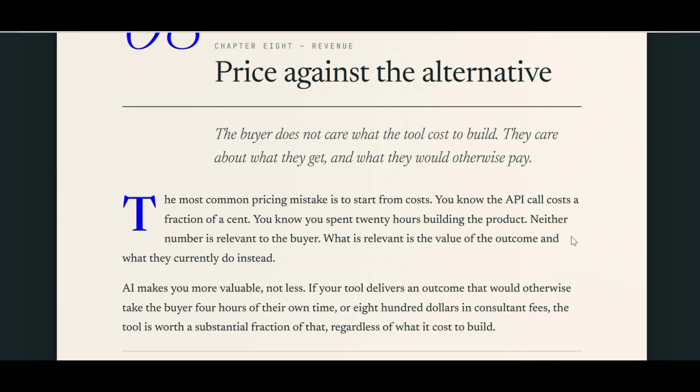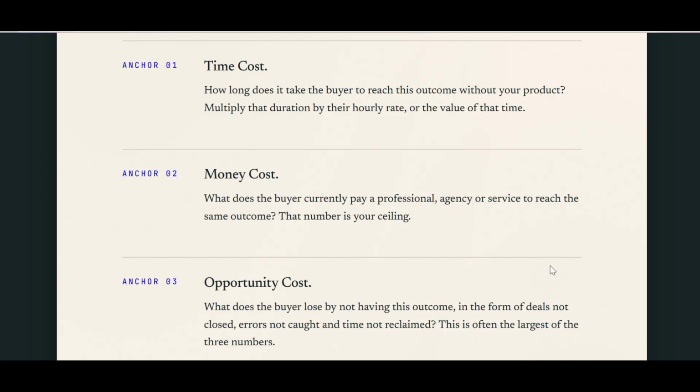Chapter 8 of the workbook grounds pricing in 3 anchors, and working through all 3 for your specific product tends to produce a price that feels justified to you and defensible to the buyer. Anchor 1, time cost. How long does it take the buyer to reach this outcome without your product?